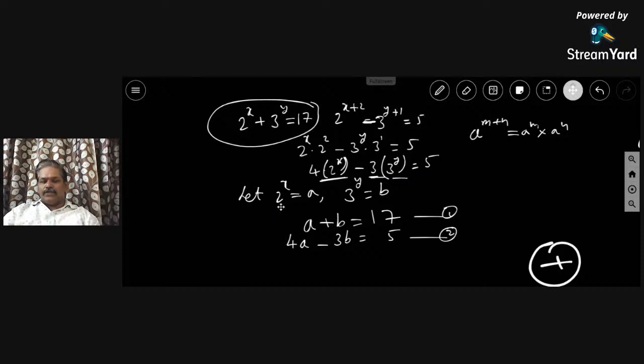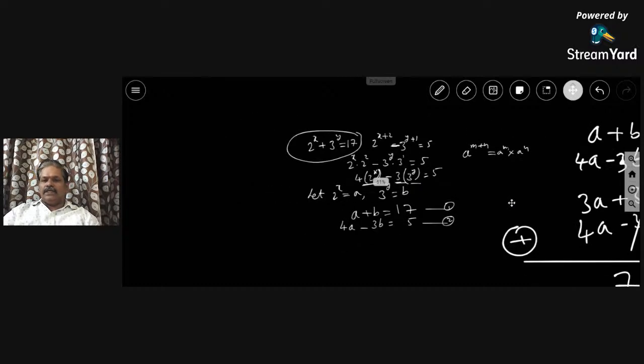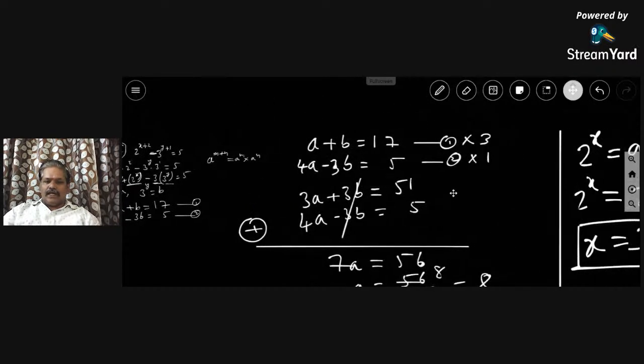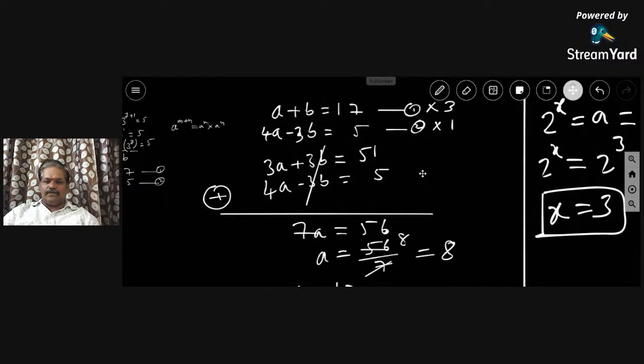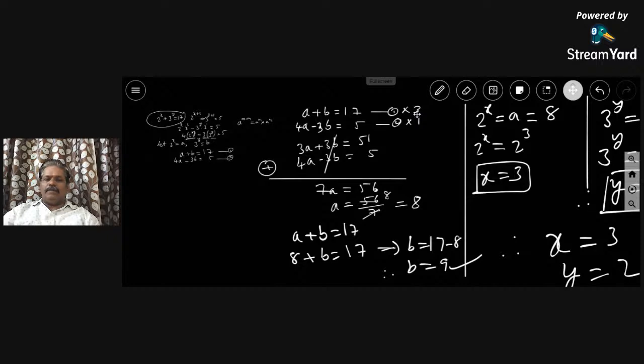So let us assume that 2 to the power of x is a, and 3 to the power of y is b. So a plus b is equal to 17, 4a minus 3b equal to 5. Solving equations 1 and 2, for that we'll multiply the first equation with 3 and the second with 1. So 3a plus 3b, 17 times 3 is 51, and 4a minus 3b equal to 5. By adding 3a and 4a we get 7a, and 51 plus 5 is 56. After simplifying, we get a is 8.